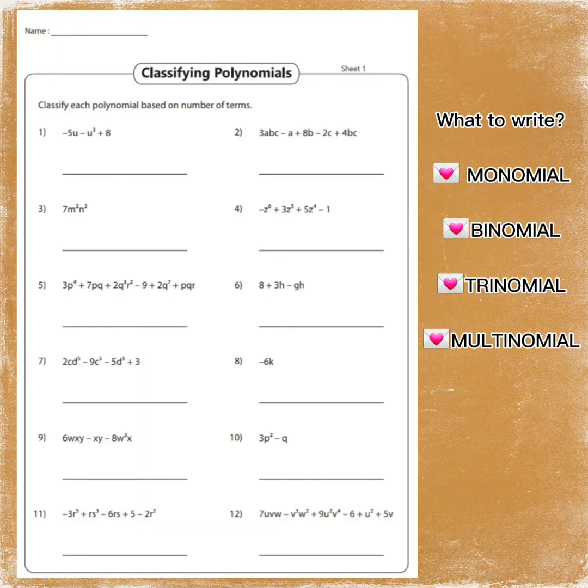Please get your paper and pen and answer the following. Classify each polynomial based on the number of terms. Identify if it is monomial, binomial, trinomial, or multinomial.